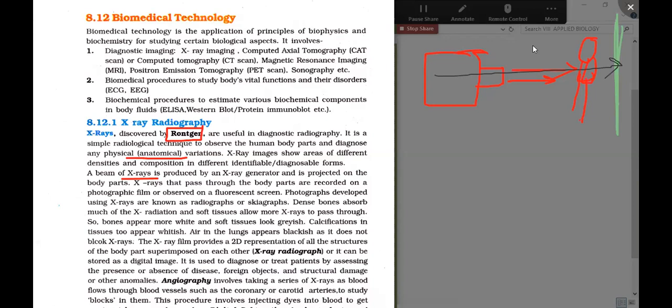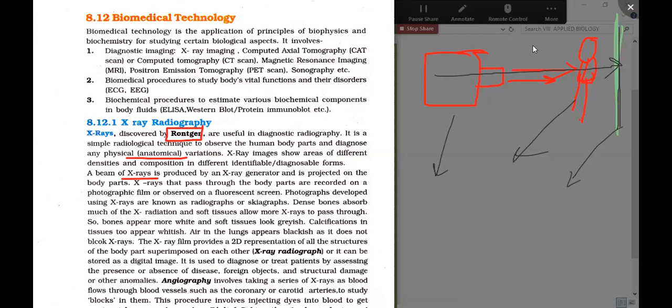Okay, so X-rays are produced by an X-ray generator and projected on the body parts. X-rays that pass through the body parts are recorded on a photographic film. The green one which I am showing is the photographic film. This is the photographic film, this is the body part which X-rays are passing through, and this is the X-ray generator. The basic idea. Okay.